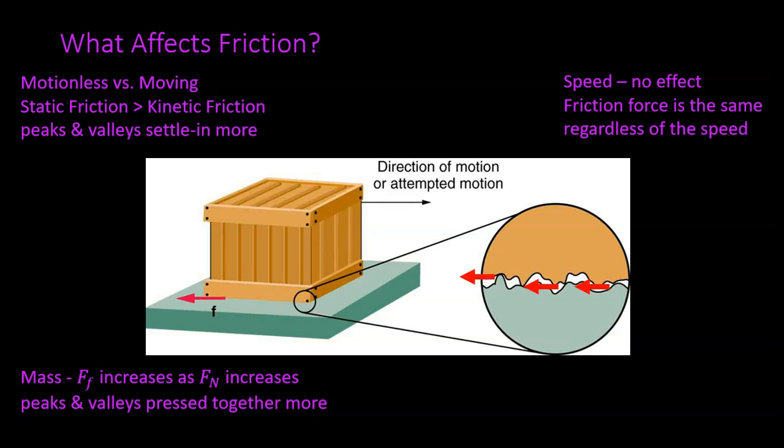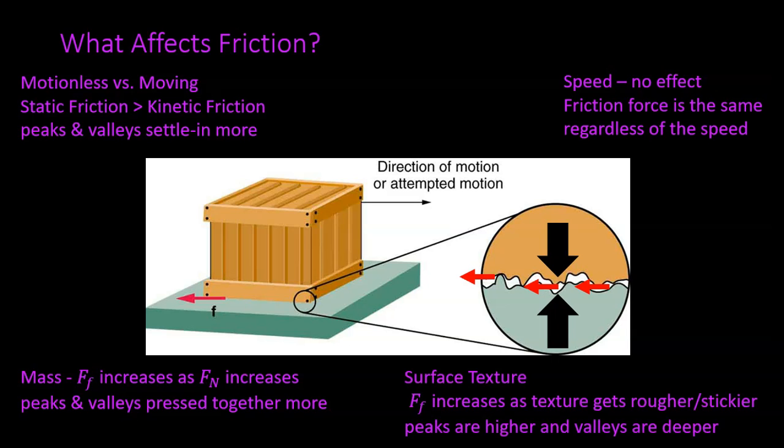Mass does affect the friction force. The friction force increases as the normal force increases. So it's not mass itself, but it's the normal force of the surface pushing up on the object. And of course, if we increase the mass, we're going to increase the normal force. The reason for that is the increased mass causes the normal force to press the two surfaces together, and that interlocks these peaks and valleys even more, making the friction force stronger.